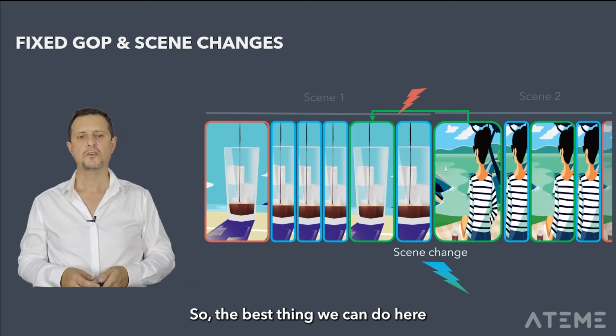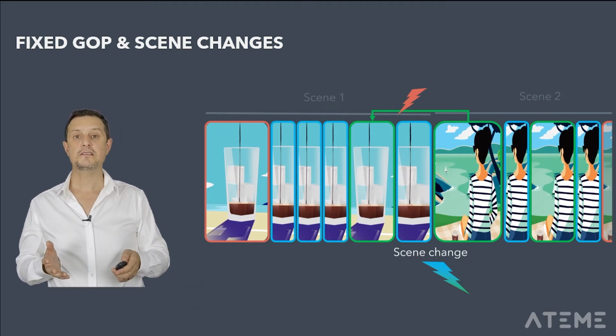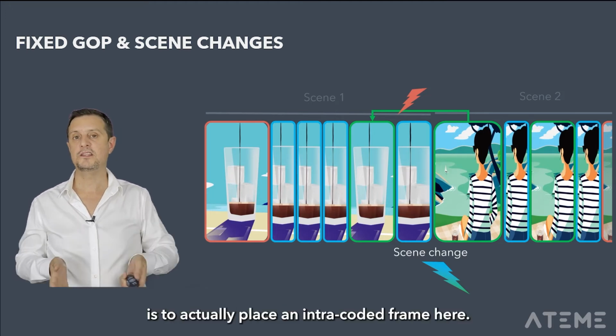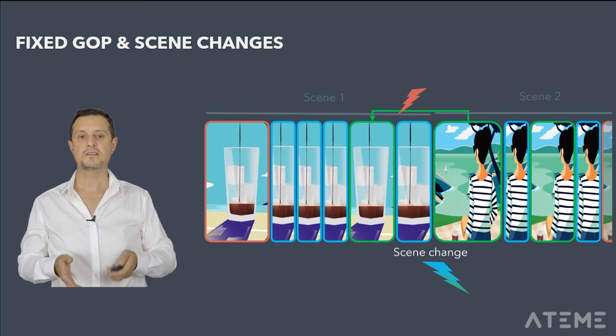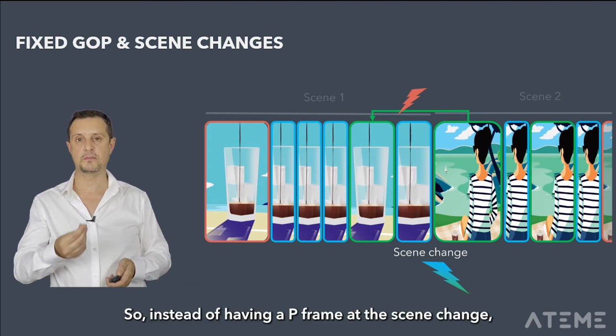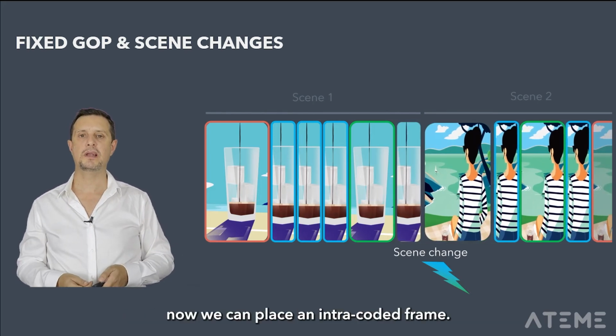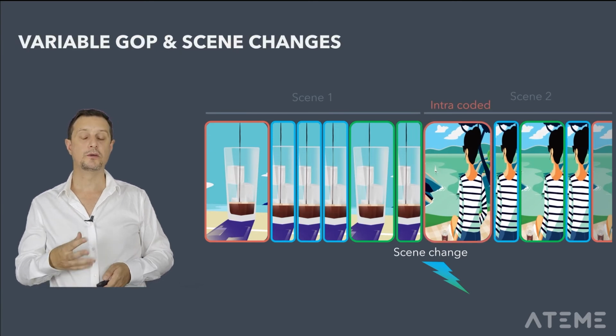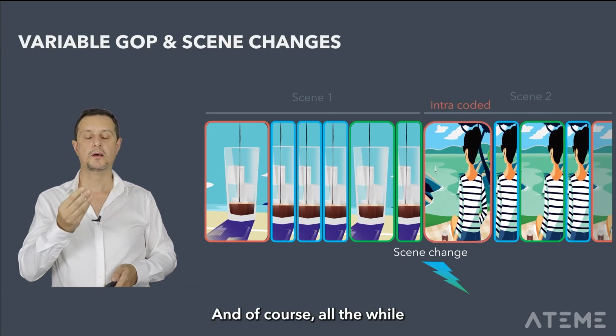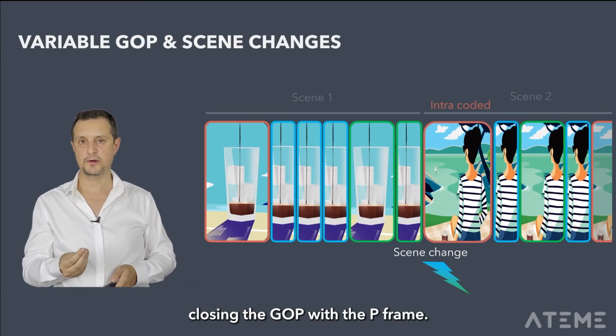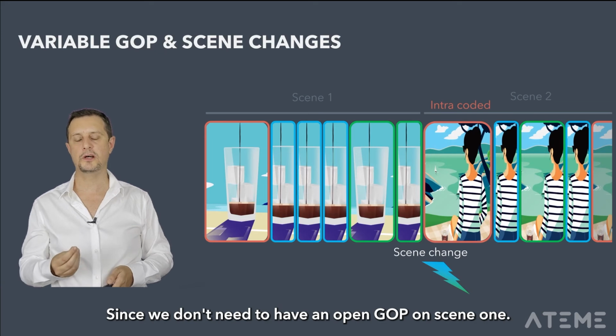So the best thing we can do here is to actually place an intra-coded frame. Instead of having a P frame at the scene change, we can place an intra-coded frame. And of course, all the while, closing the GOP with a P frame, since we don't need to have an open GOP on scene 1.